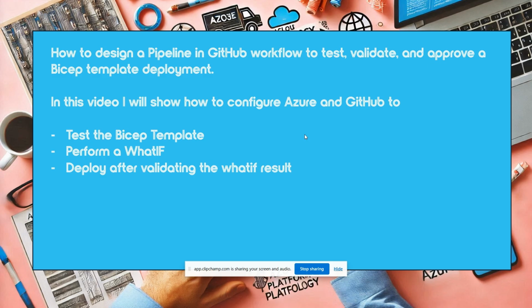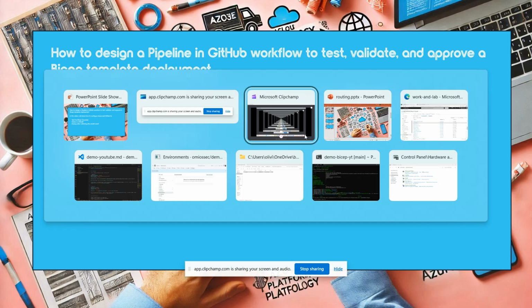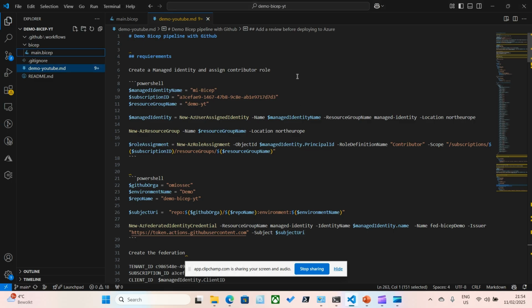So in this video, we show you how to configure Azure and GitHub to first test the Bicep template, perform a what-if to see what will be deployed, and deploy the template after validating the what-if result. So let's take a look.